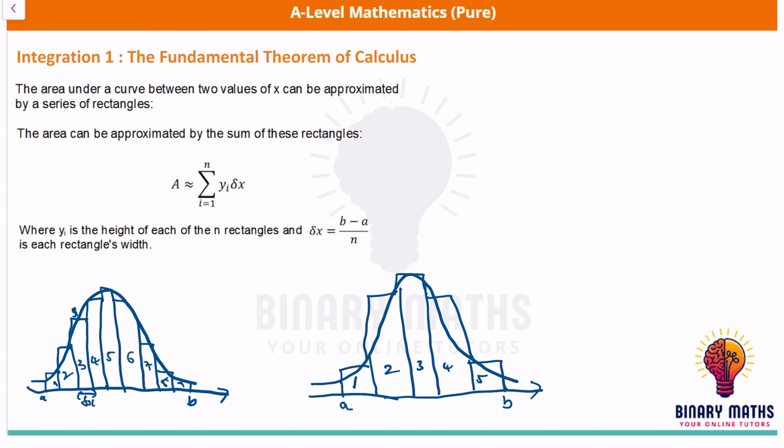This is quite important, so make sure you memorize this. Okay, let's do it in a different color. So the area is approximately equal to the sum of these rectangles, which is the sum from i equals 1 to n of yi times delta x.